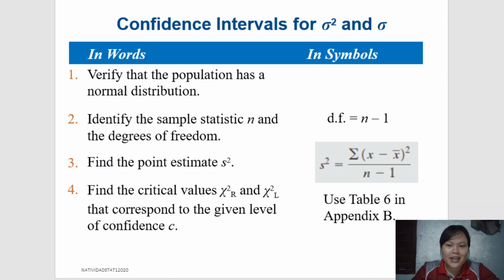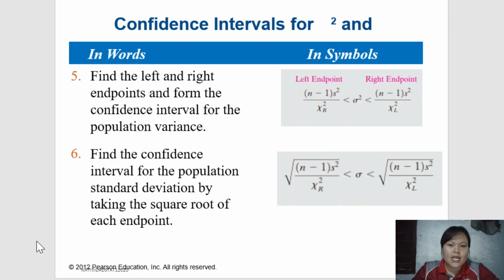Before that, here's the summary. Verify that the population has a standard deviation. Identify the degrees of freedom. After identifying the degrees of freedom, you have to get the point estimate S. Then find the critical values chi-squared R and chi-squared left using the table. And then find the left and right endpoints for the confidence interval for the population variance. And just take the square root for the standard deviation.